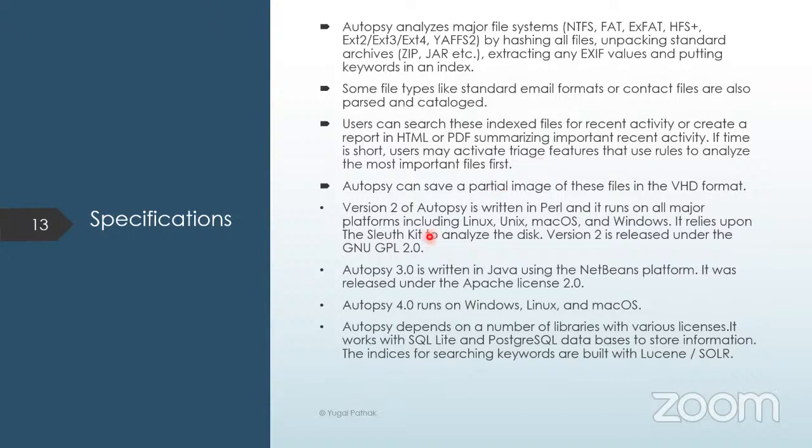Okay, now Autopsy can save a partial image of these in VHD format. If there are virtual hard disks, we can also analyze them in the Autopsy tool. It is basically written in Perl, and it runs on Linux, Unix, Mac OS, Windows, all the operating systems. Sleuthkit is the Linux version of it, which you can use in Linux operating systems, or you can also use it on Windows in the command line. Then Autopsy 3.0 is basically in Java. Autopsy 4.0, now many versions of Autopsy are available.